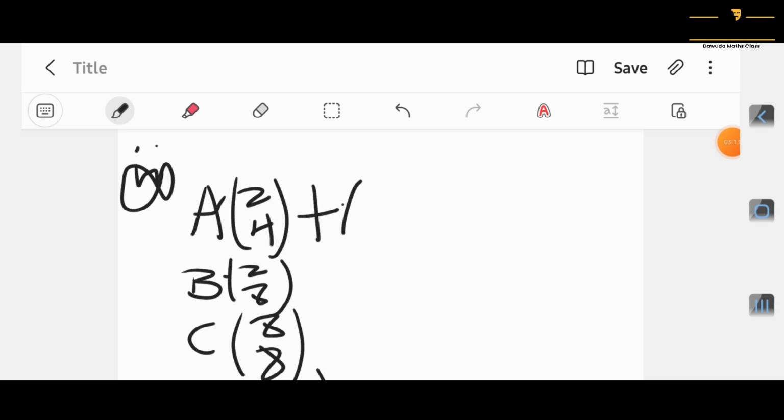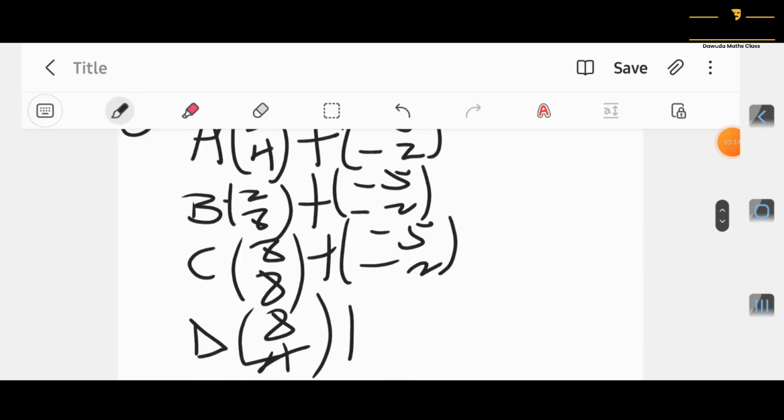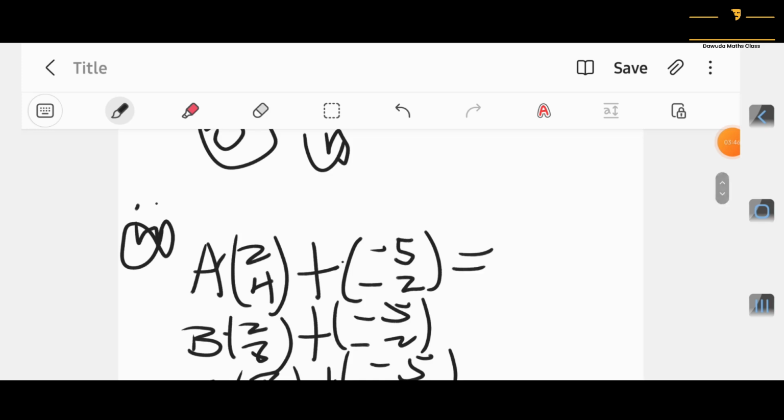So you now have plus. You just add the vector. That's plus -5, -2 for each point. You understand? So you translate each point with the vector -5, -2 by adding it. So which will give you A1.